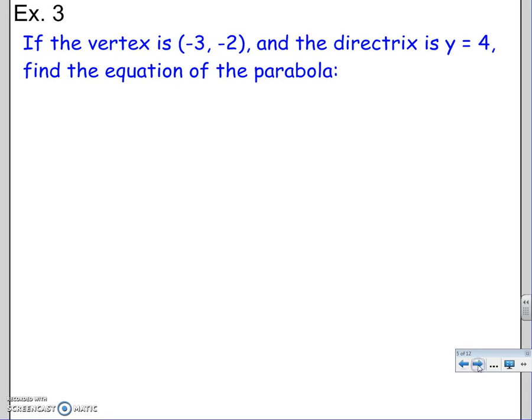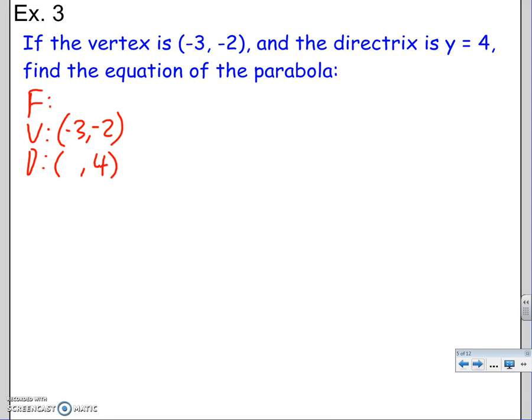All right, one last one. Let's go straight to steps. FVD. Vertex is -3, -2. Directrix is y equals 4.